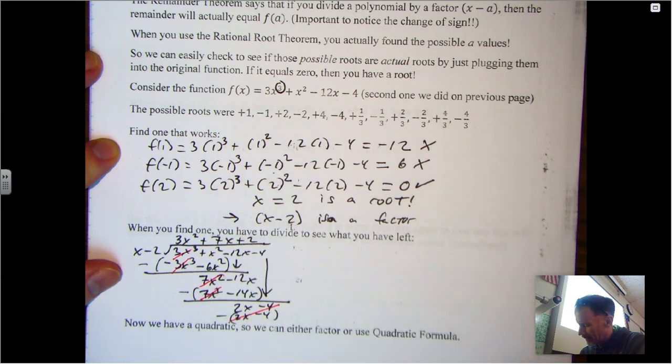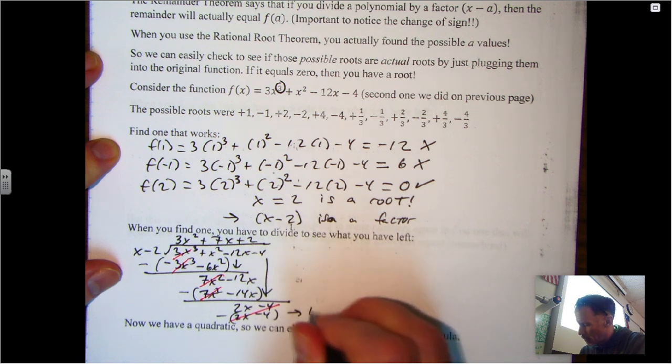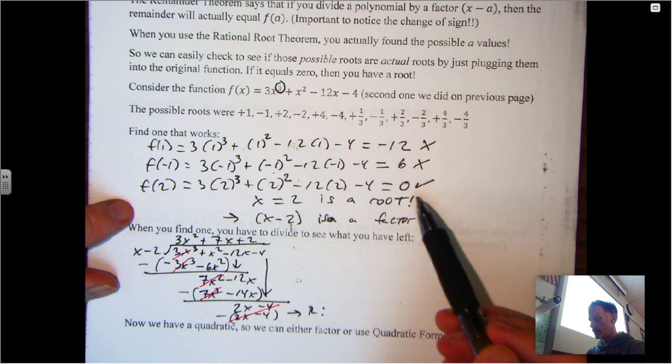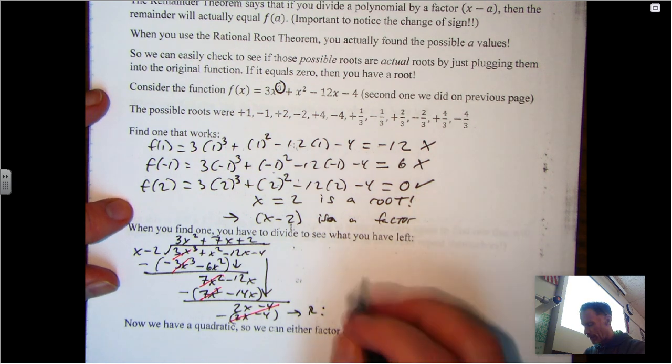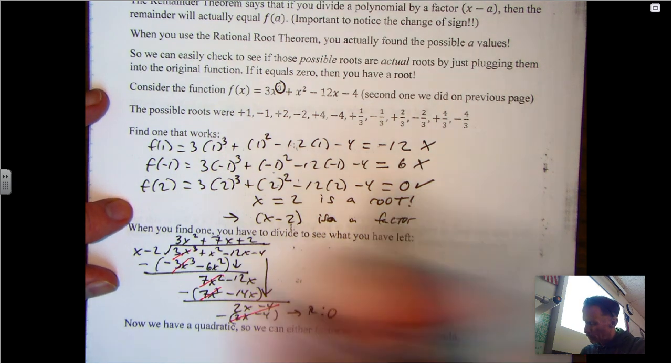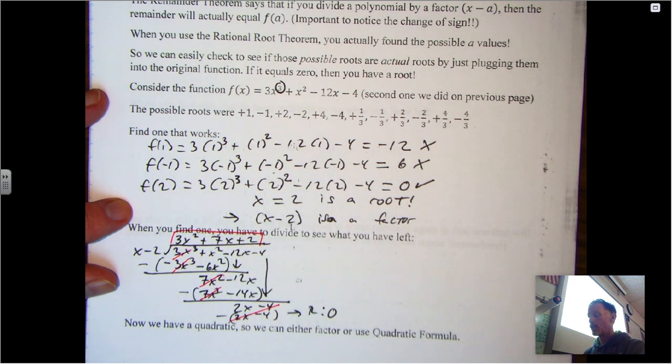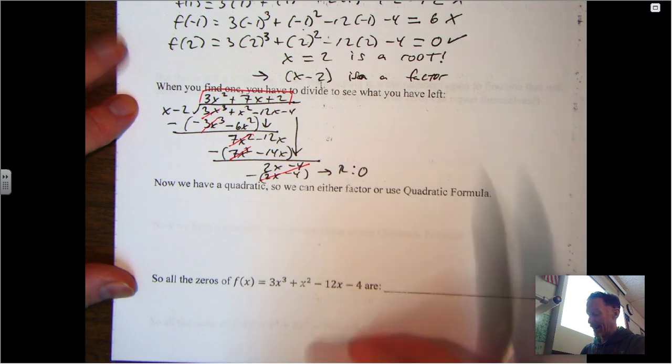This whole thing cancels, giving us a remainder of 0, which we knew was going to happen because of the remainder theorem up here. But we don't care about that because we already knew that. What we care about is what's left over, because we have now reduced this third degree polynomial to a quadratic. Okay, so now I'm going to take this quadratic and solve that.